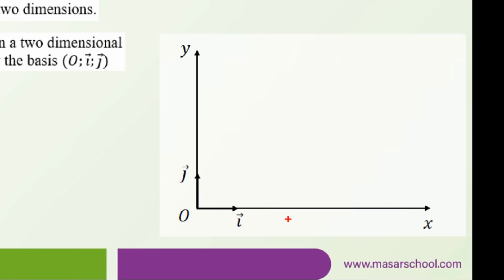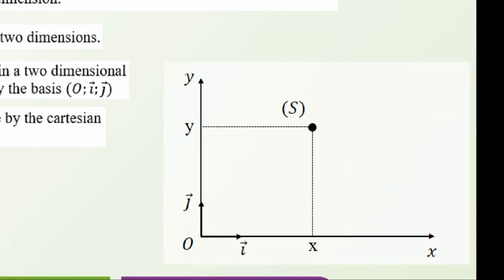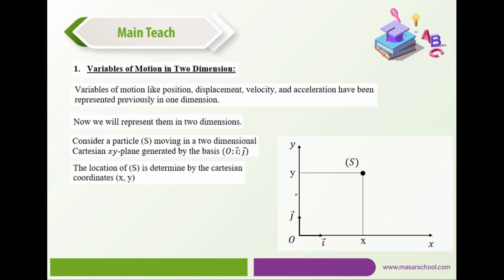These axes X and Y, since they are related to direction, are generated by the base unit vectors i and j. i is generating the x-axis and j is generating the y-axis. The location of S is determined by the Cartesian coordinates x and y. So this is the particle S existing in this plane. We can associate with it a variable x and a variable y, and this is said to be the position.